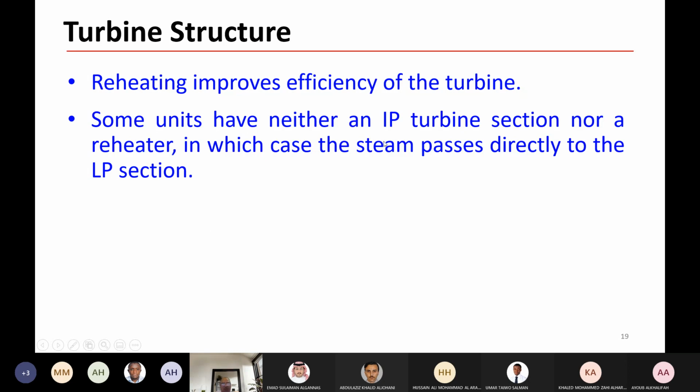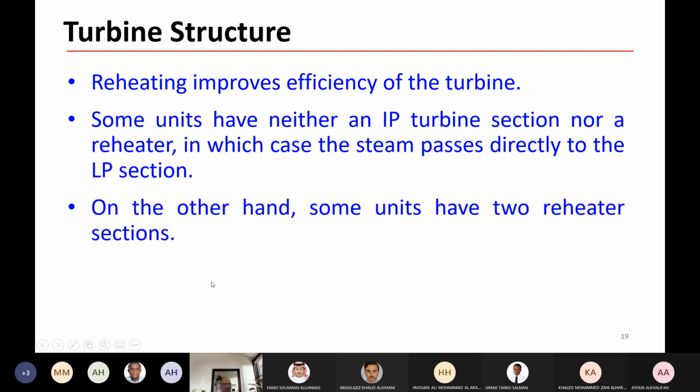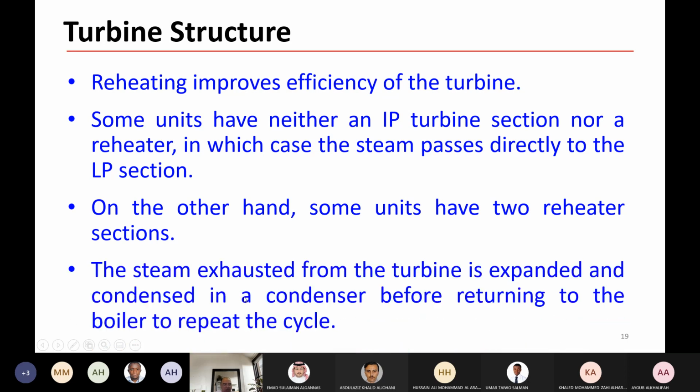Some units have neither an intermediate pressure section nor a reheater, different types as mentioned earlier, in which case the steam passes directly to low pressure. So you have high pressure and low pressure section right away, without reheat, without intermediate pressure section. On the other hand, some units have two reheater sections. Of course, this is repeated, it's just a repetition.